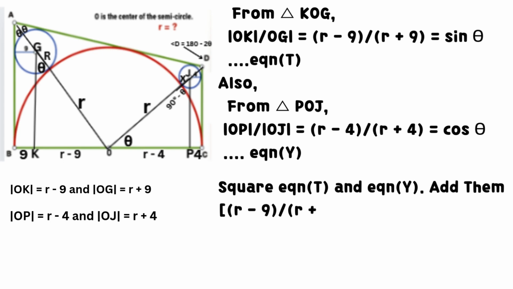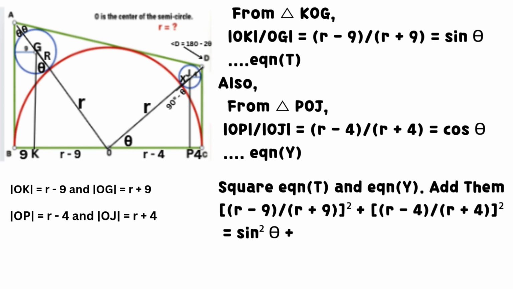Square equation T and equation Y. Add up the two equations. We have a new equation in R, as shown on the screen. We call this equation Z.